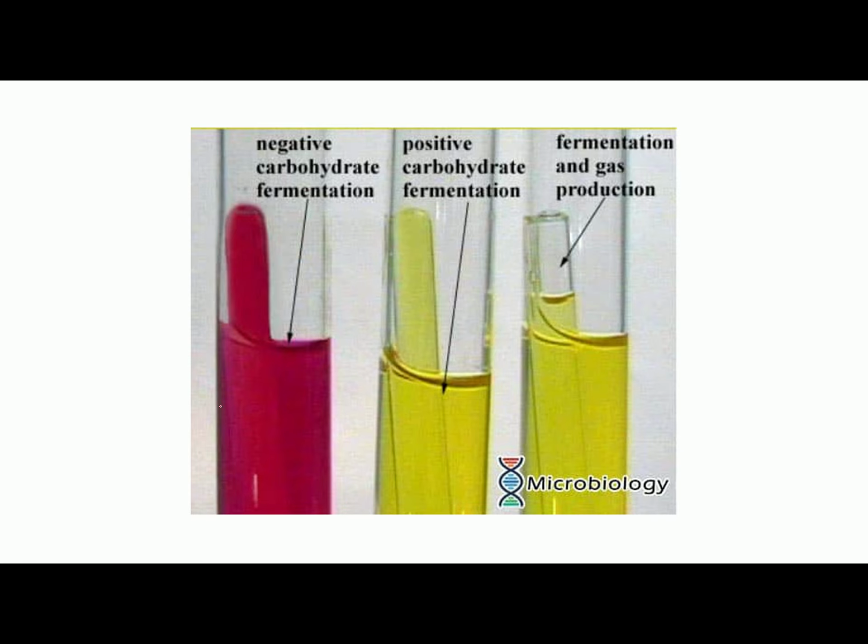So ito siya. If the media remains red class or pink, negative siya. Not acid producing or not acid fermenting. But if it becomes yellow, it signifies that it's positive and it was able to ferment the sugar on the media. Also the presence of bubbles dun sa Durham tube. Ito yung Durham tube nyo yan. It indicates gas production.